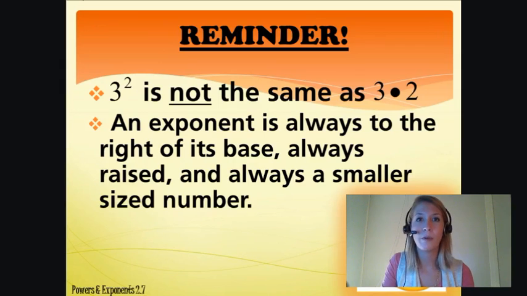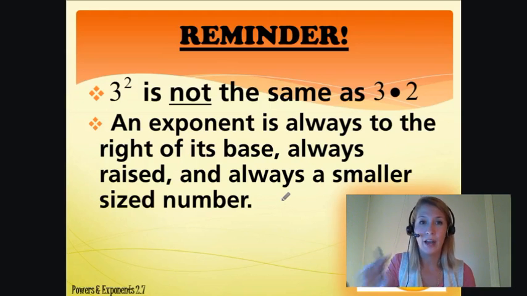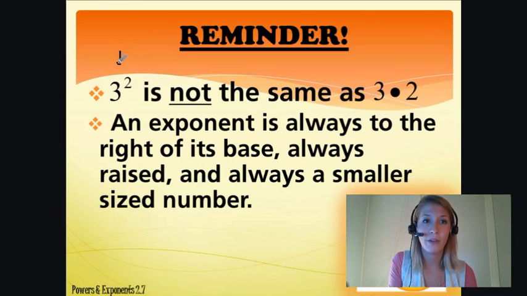This is a very important reminder that I want to make sure that all of you get down. This is just an example. So 3 with an exponent of 2 is not the same as 3 times 2. That's a very common mistake. Please keep in mind that the exponent is always to the right of its base, always raised, and always smaller in size. So our base of 3 is being factored 2 times. That's very different than if you would accidentally multiply it 3 times 2, which is 6.